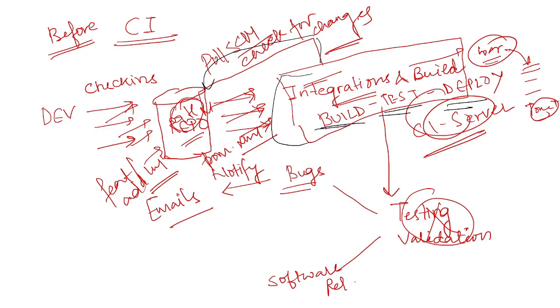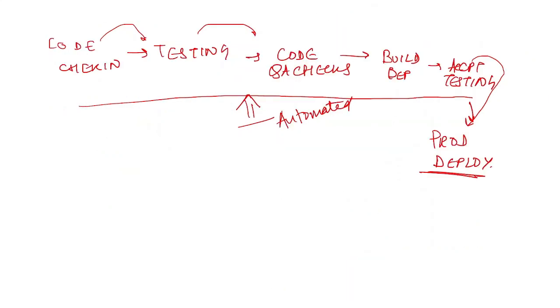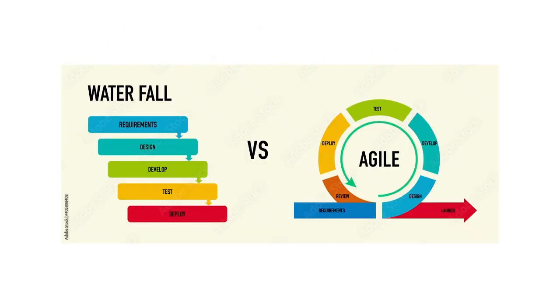And if there are issues identified, they can be notified through emails and so on. This is another chart: code checking, testing, code QA checks, build deployment, acceptance testing, and this phase needs to be automated. This is the slide that has been depicted here.